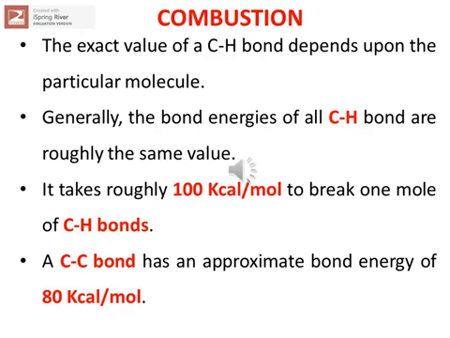Although each molecule has its own characteristic bond energy, some generalizations are possible. For example, although the exact value of a carbon-hydrogen covalent bond energy depends on the particular molecule, all C-H bonds have a bond energy of roughly the same value. It takes roughly 100 kilocalories of energy to break 1 mole of carbon-hydrogen sigma bonds, so we speak of the bond energy of a carbon-hydrogen bond as being about 100 kilocalories per mole.